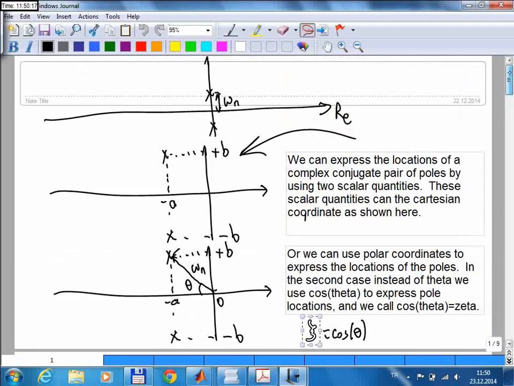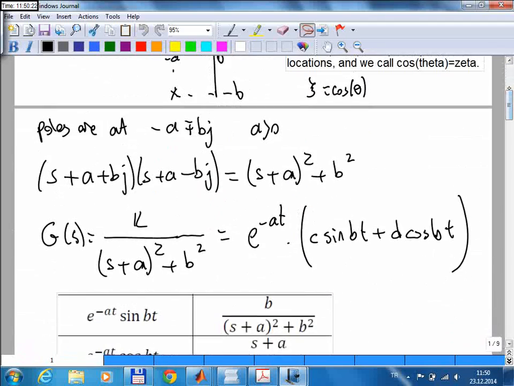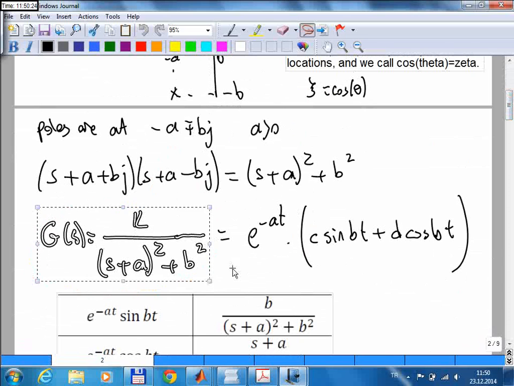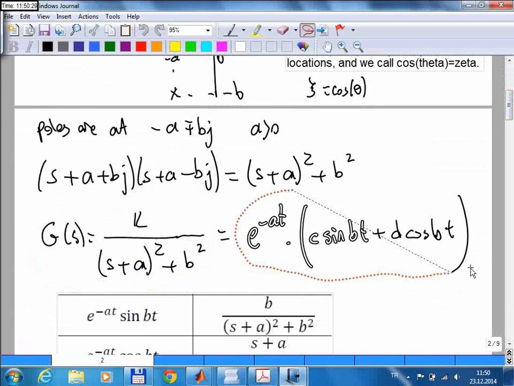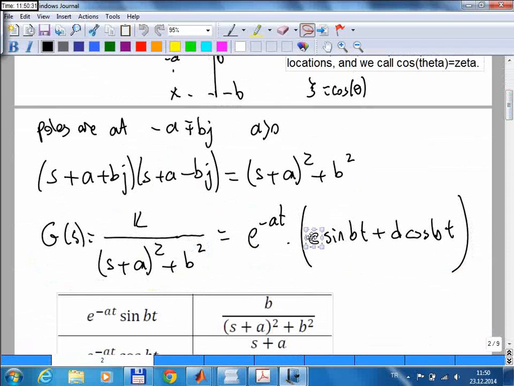So if you use these A and B coordinates, then the general response of a second order system with poles located at minus A plus minus BJ will look something like that. The C and D here are some constant numbers, and they depend on whatever you have on the numerator. But this part does not change. So you have some exponential with A here, and then you have some oscillating terms with frequency B. These are the common characteristics.